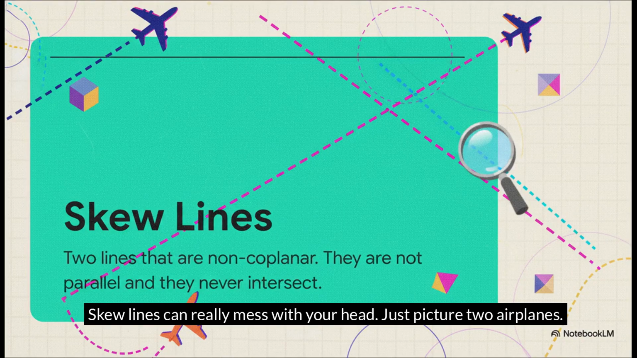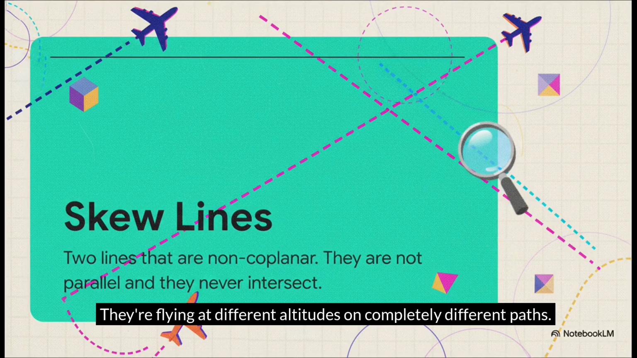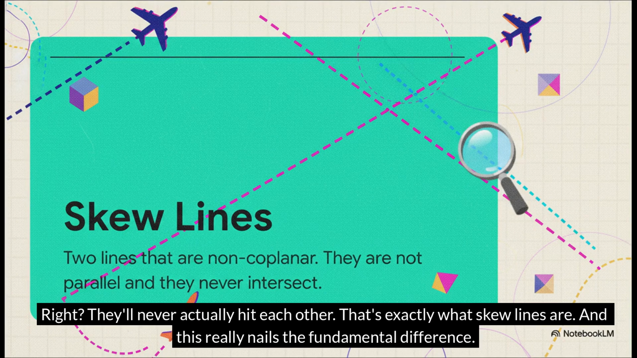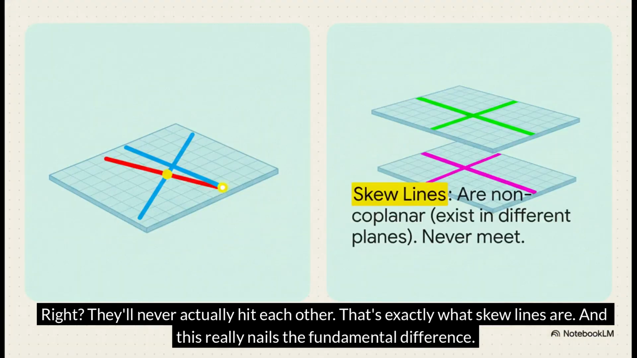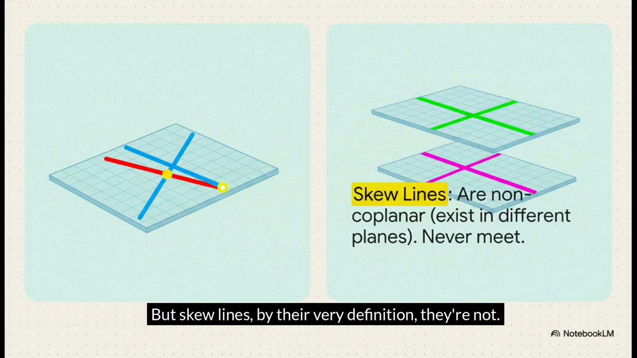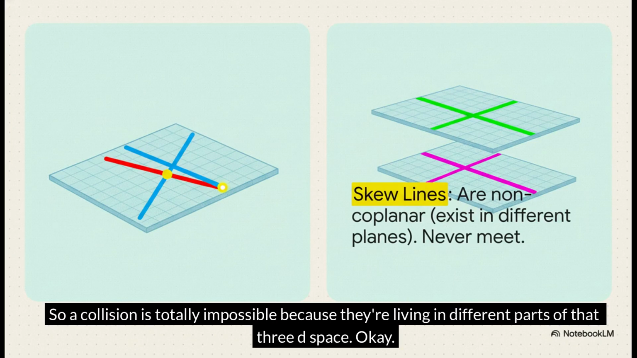Skew lines can really mess with your head. Just picture two airplanes. They're flying at different altitudes on completely different paths. If you look down from space, it might look like their paths cross, but they're in different layers of the sky, right? They'll never actually hit each other. That's exactly what skew lines are. And this really nails the fundamental difference. For lines to intersect, they have to be on the same flat surface, the same plane. But skew lines, by their very definition, they're not. So a collision is totally impossible because they're living in different parts of that 3D space.